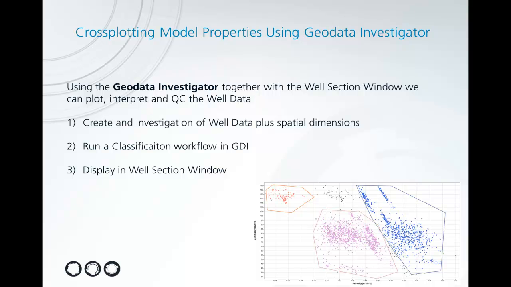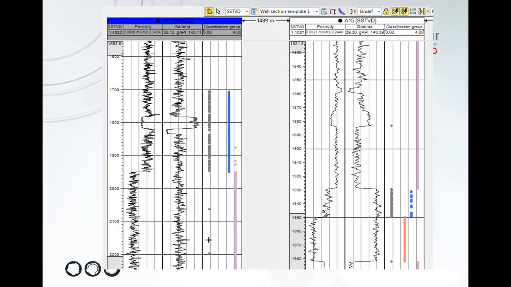So today we're going to firstly create an investigation of our well data and the spatial dimensions, then do this classic classification workflow in GDI, and before we're finished we want to display the results in a WellSection window. So here we could use some polygons or freehand filters to define our different classes and then see where they match up with the logs in the Portrayal WellSection window. So let's take a look at how to do that.